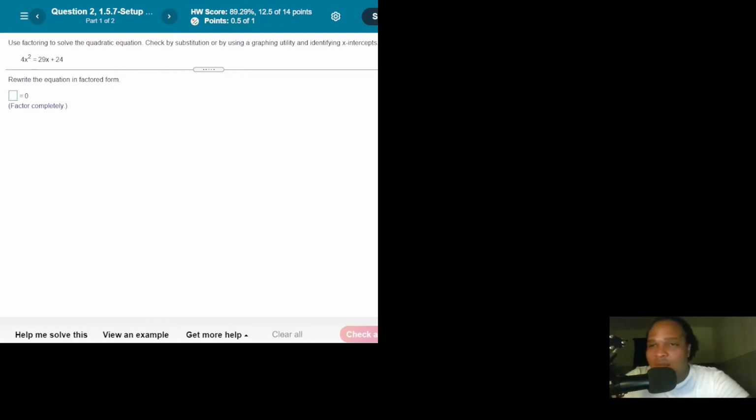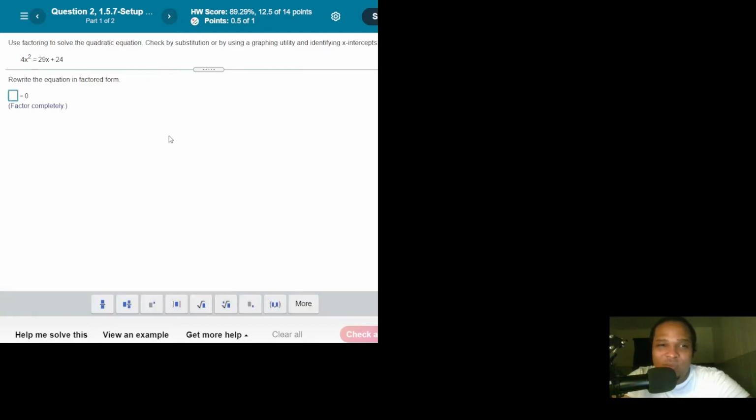Yeah, we can, but I'm so confident in my factoring ability, I know the answer is right. But I tell you what, we'll do it on this one, and we're also going to use the graphing utility that we had the option of using. Anyway, we have 4x squared equals 29x plus 24. And let's see what's going to go on with this one.